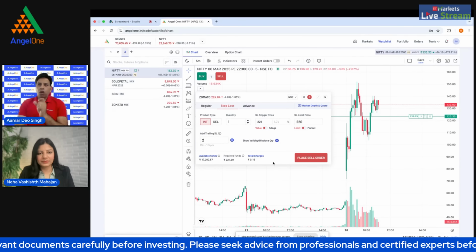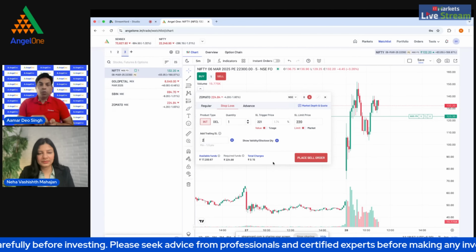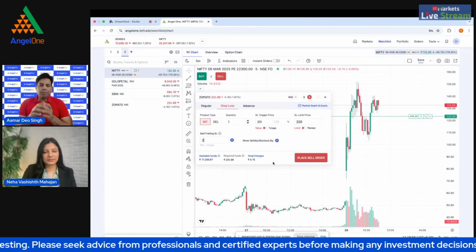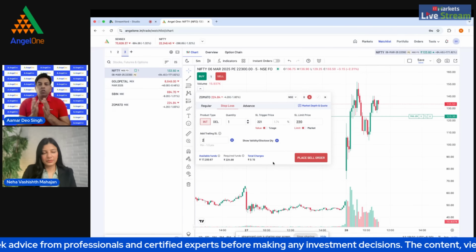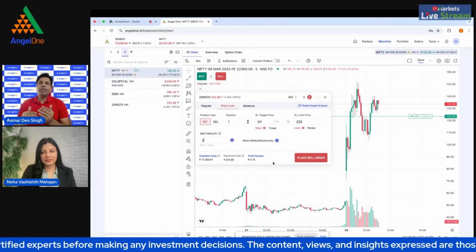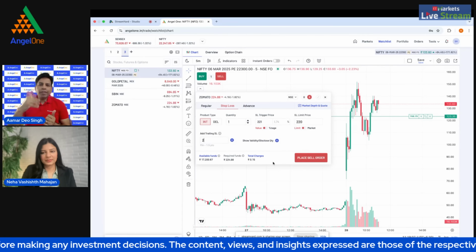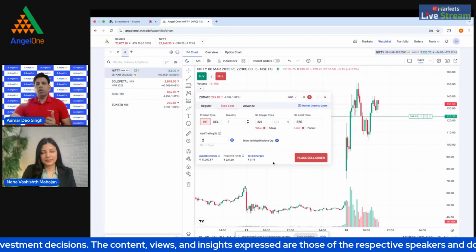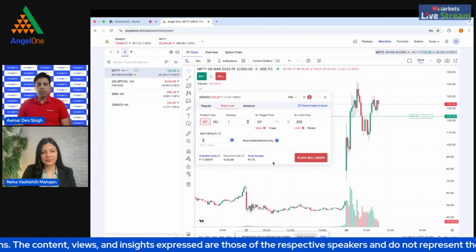Some balls will go dot. You have to protect your wicket also, because if your wicket is gone, that means your risk capital is wiped out. So risk management can help you. And trailing stop loss at times can help you ride the wave, ride the trend, be it intraday or otherwise. So it's a very good feature to have.